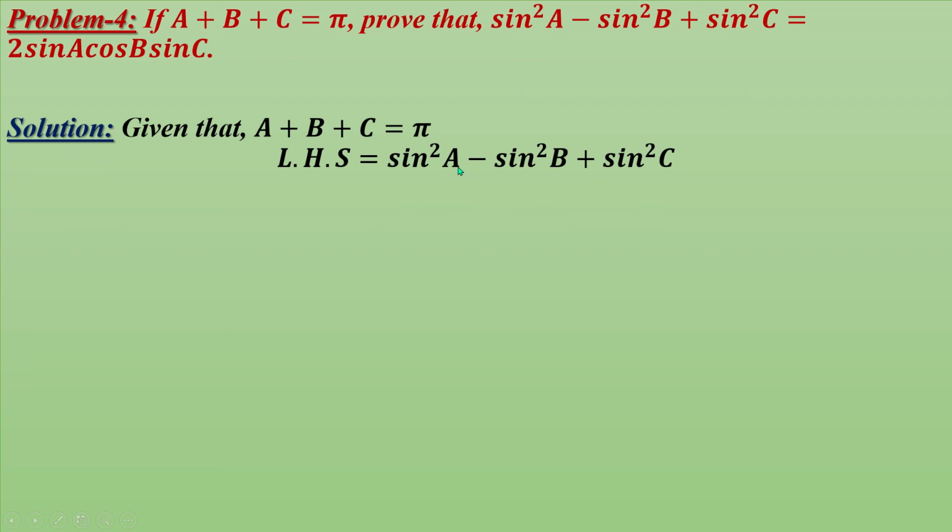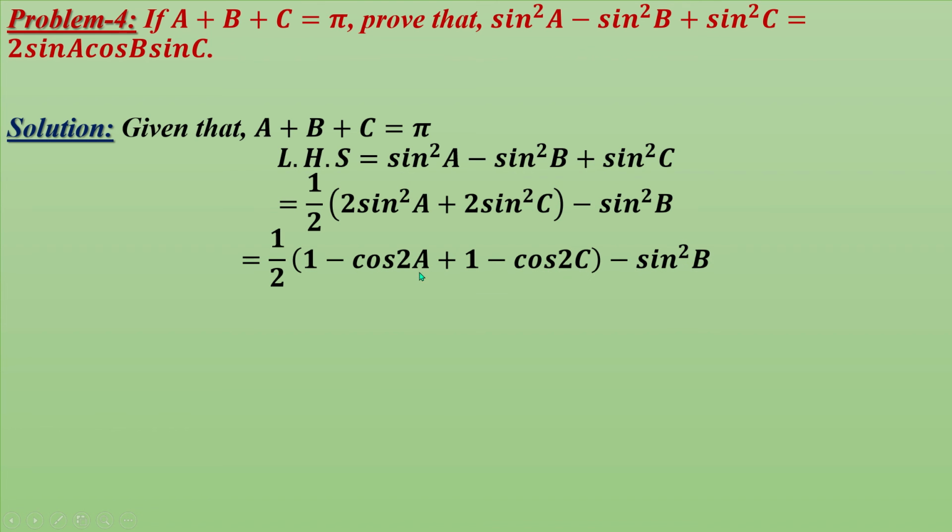So if we take 2 common, this makes a formula. For taking 2, we have to multiply by half. That means half into 2 sin square A plus 2 sin square C, and this part fixed. Now 2 sin square A means 1 minus cos 2A, and 2 sin square C means 1 minus cos 2C. That means half into 1 minus cos 2A plus 1 minus cos 2C, and this part, that means minus sin square B.